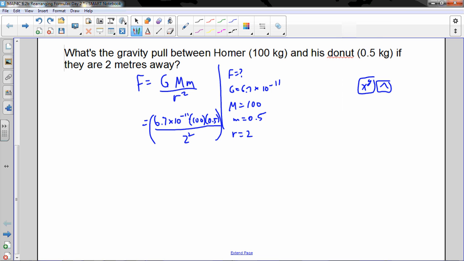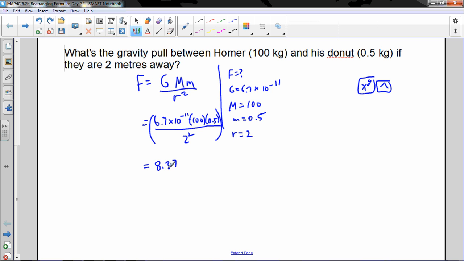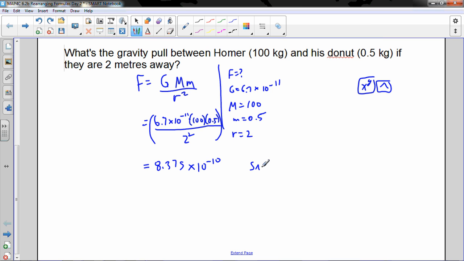That says 8.37 e negative 10. That's common to see that e business. Some calculators will write it e, some will write the little minus 10 up high. But what that means is this is in scientific notation: 8.375 times 10 to the exponent minus 10. Okay, that's what that means. Again, big and small numbers are always given to you in scientific notation. And because it's a minus, this is a very small number. So there's not much gravity between Homer and his donuts. Might be other forces at play between Homer and his donuts.